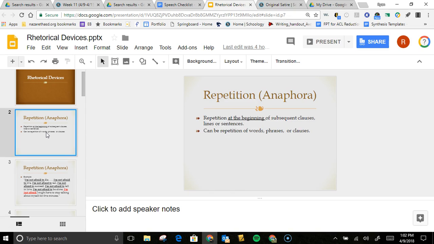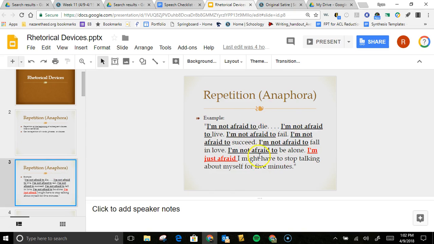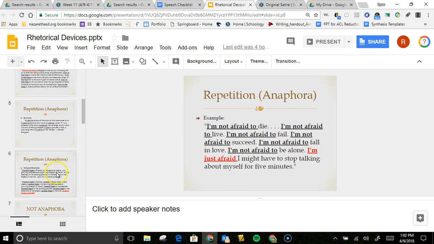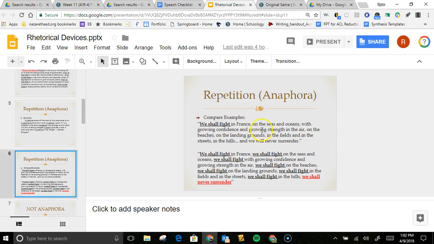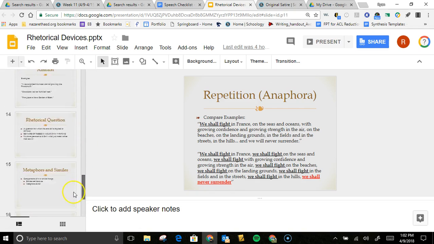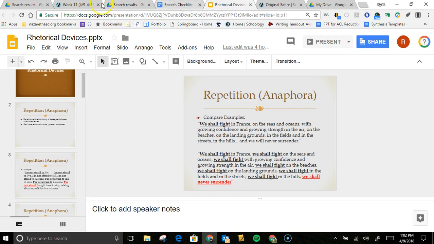For each one, it'll give you the definition of what it is, and then it'll have a couple of slides that give you examples. You'll find examples for all of the more difficult ones. Some of the easier ones, like similes and metaphors, you won't have examples for, but you can find those anywhere. On some of the slides, they'll give you an example where repetition is not used and then one where it is used, so you can see the difference. You'll look through these, and this is the definition for all of these devices that you'll need.